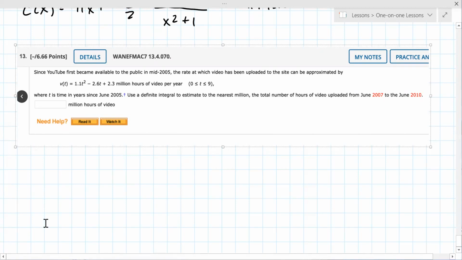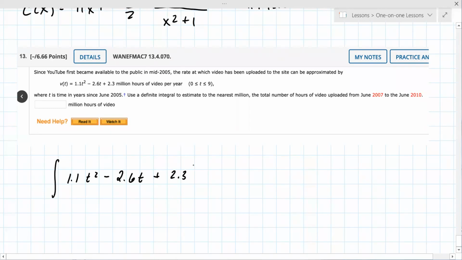Okay, there's a lot of words here. Because you're in this section where you're integrating, you have to know that you are integrating this function, 1.1 t squared minus 2.6 t plus 2.3 dt. And then there are what are called limits of integration. Hopefully that was covered in class. So this is your lower limit, and this is your upper limit.